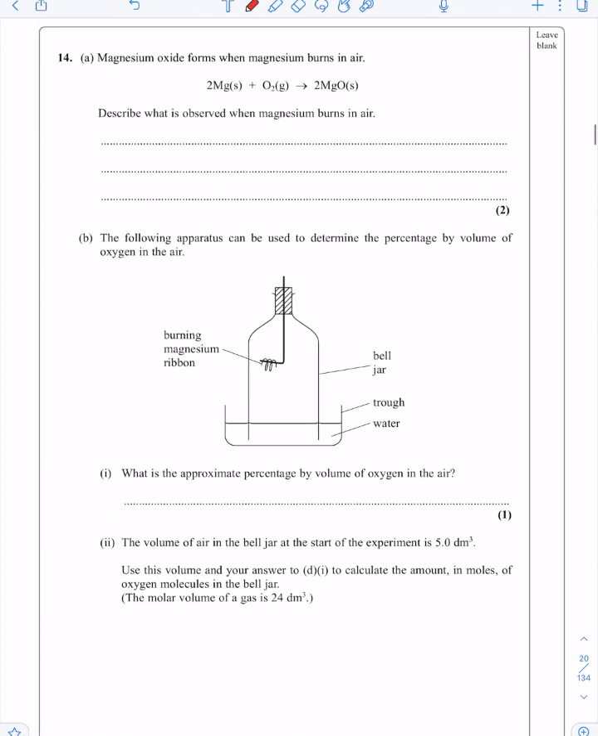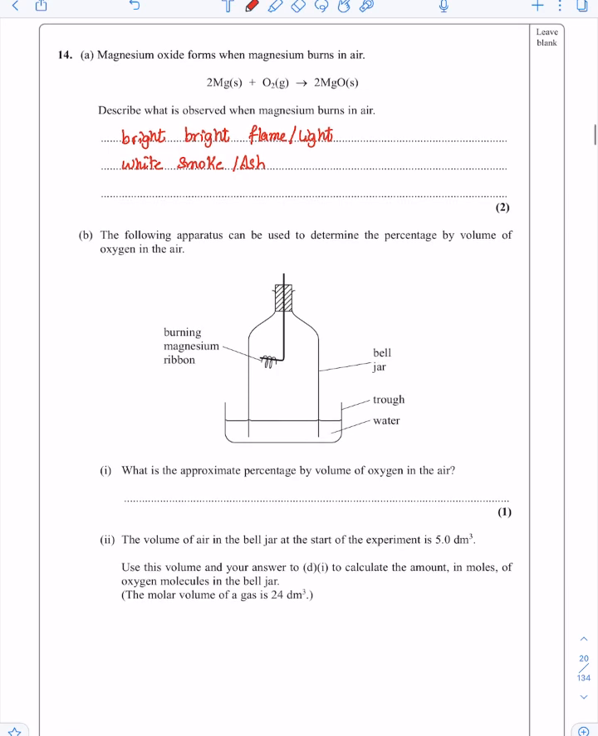Question 14. Magnesium oxide forms when magnesium burns in air. 2 moles of magnesium plus 1 mole of oxygen gives 2 moles of magnesium oxide. Describe what is observed when magnesium burns in air. When magnesium burns in air, it gives a white bright flame, you can say white bright light, and at the same time it gives white smoke or white ash of magnesium oxide. So here, white smoke or white ash.